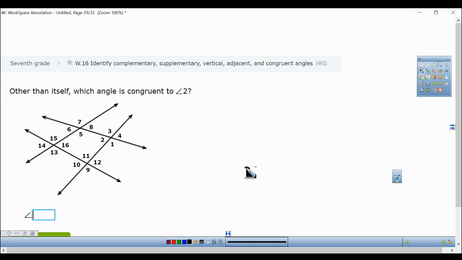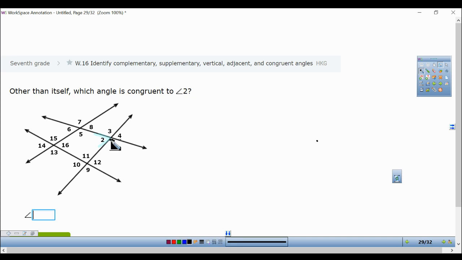All right, so other than itself, which angle is congruent to angle 2? Let's look at where angle 2 is. I'm going to use the highlighter. Angle 2 is right here. This is angle 2. What other angle is congruent to angle 2?